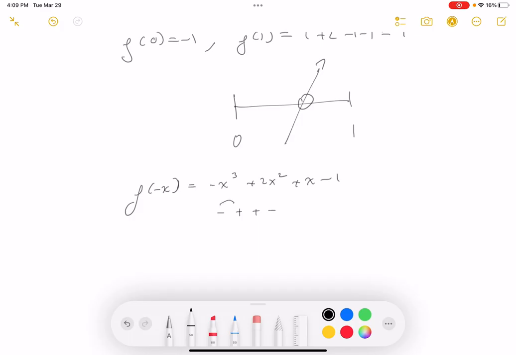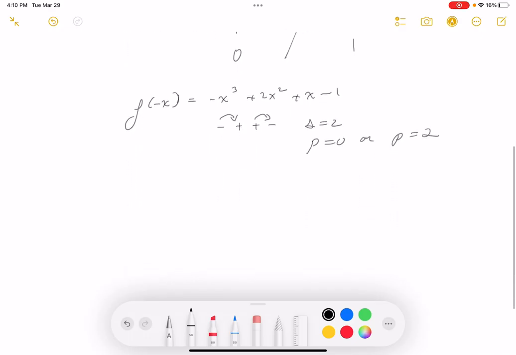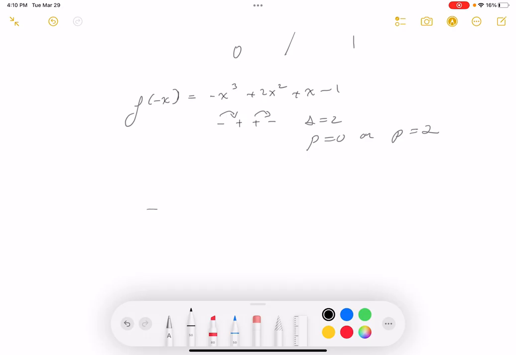So what are we getting? We're getting one change there. And then we get another change over here. So s equals 2. So that means p could be 0 or p could be 2. So the thing I know about this now is there's a possibility of two negative roots. I'm going to play with it again. I'm going back to basic ideas. So I know at 0, it's negative. And we've done this many times before. Then the big question is, what does it look like at 1? I'm sorry, not 1, minus 1. Sorry about that. So I'm going to write that down.